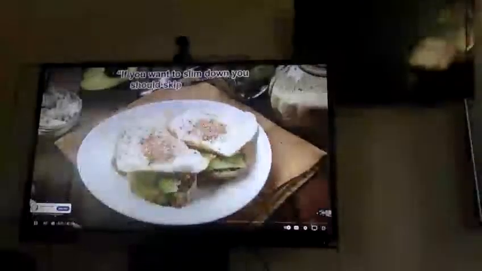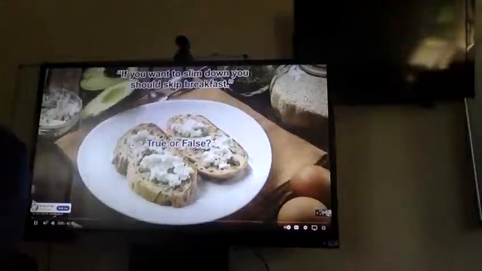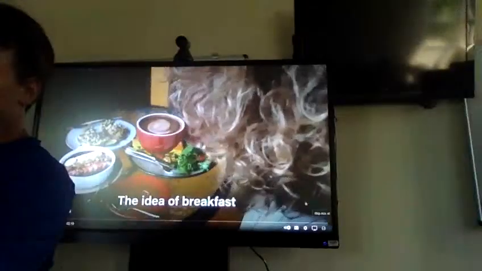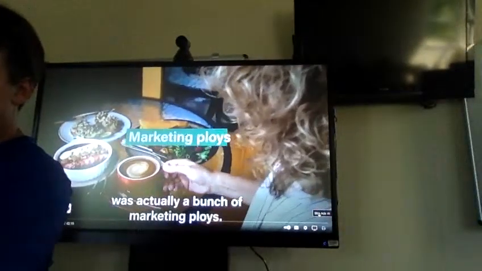If you want to slim down, you should skip breakfast. True or false? False. The idea of breakfast was actually a bunch of marketing ploys.